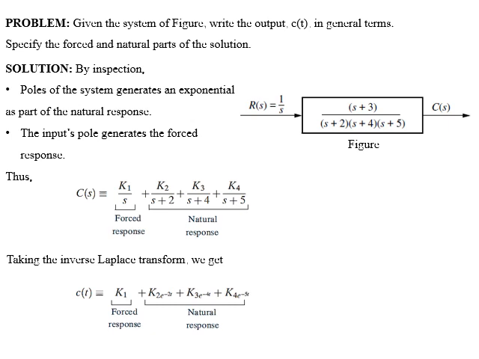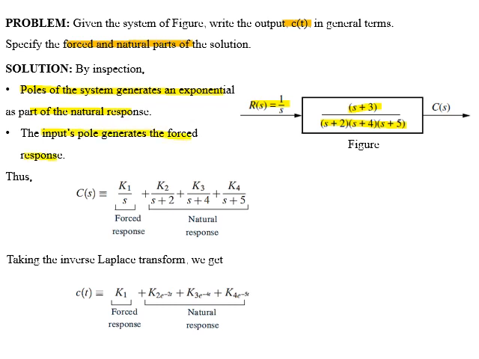Students, in the given example, we have a system. For this, we have to find out output equation C of t in terms of forced response and natural response. If you look at the figure, which defines a system with 3 poles, one is at -2, other is at -4, and the last one is at -5, and a 0 at -3. Input of the system is step. Now we know that poles of the system generate exponential part as a part of natural response, and the pole of input generates forced response.